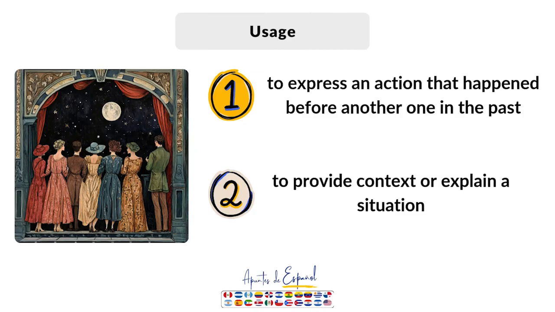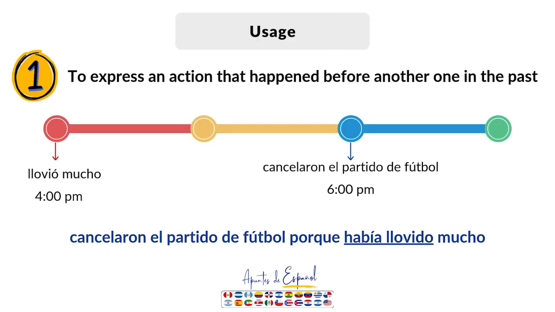The past perfect is used to express an action that happened before another one in the past, and to provide context or explain a situation. If we want to express an action that happened before another one in the past, take a look at this timeline. In this timeline, we have two events that happened in the past. One, cancelaron el partido de fútbol, they canceled the soccer game. But before that, it rained a lot, llovió mucho.